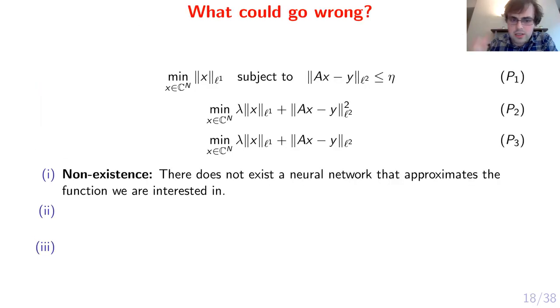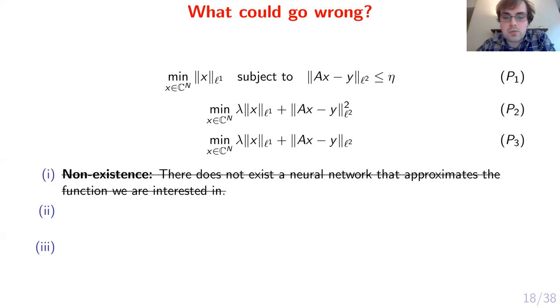Okay, so what could go wrong? Remember, we're trying to solve these three optimization problems. I'm going to reduce to the case where they're well-conditioned and the solution map is continuous in a certain sense. The first thing that could go wrong is that there might not exist a neural network that approximates the solution map. Because things are well-conditioned, you can use the universal approximation theorem to show that this does not hold.